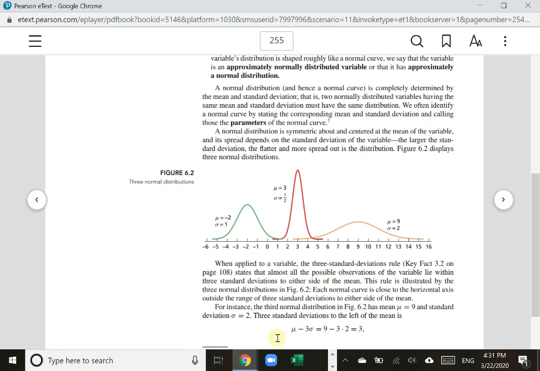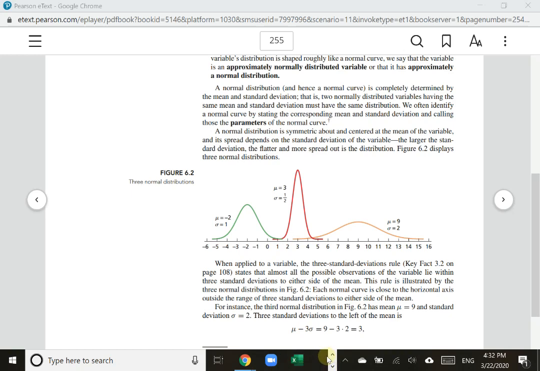Now, every probability distribution has what we call parameters. The parameters are pieces of information that you need in order to describe the distribution or be able to use it, draw it, and find eventually the probabilities. Now, for the normal distribution, the parameters of the distribution are the mean and deviation.